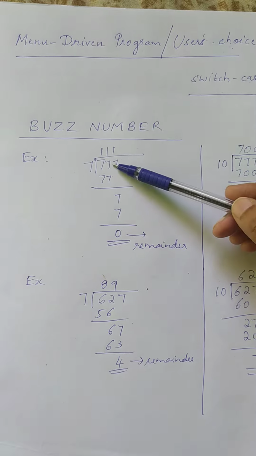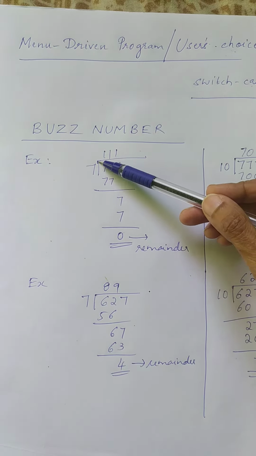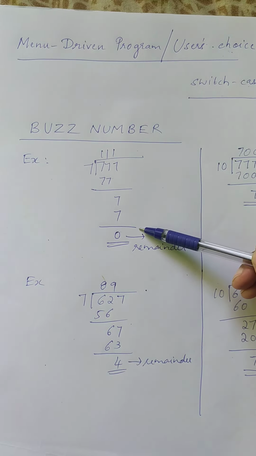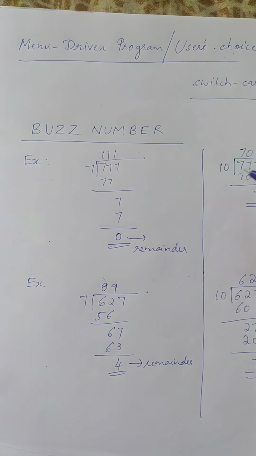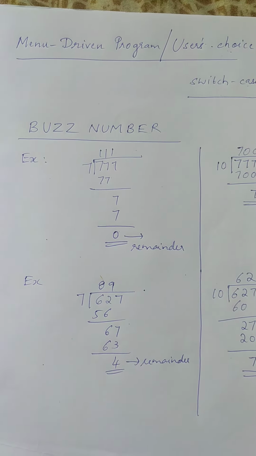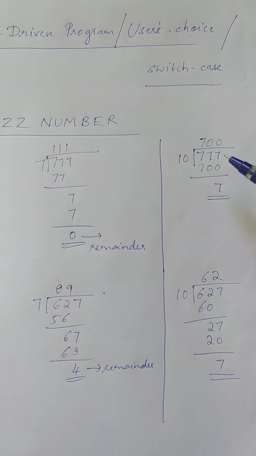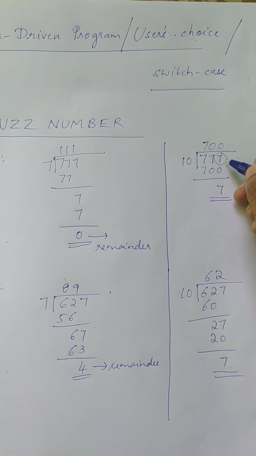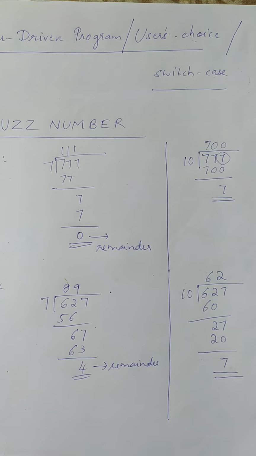If you are taking 777 as an example and I am checking the divisibility by 7, and I am getting the remainder as 0, it means that number is divisible by 7, right? So that is the first condition of a bus number. And we will see the second condition. I want to check whether the last digit of the given number is 7 or not. If so, that is a bus number.